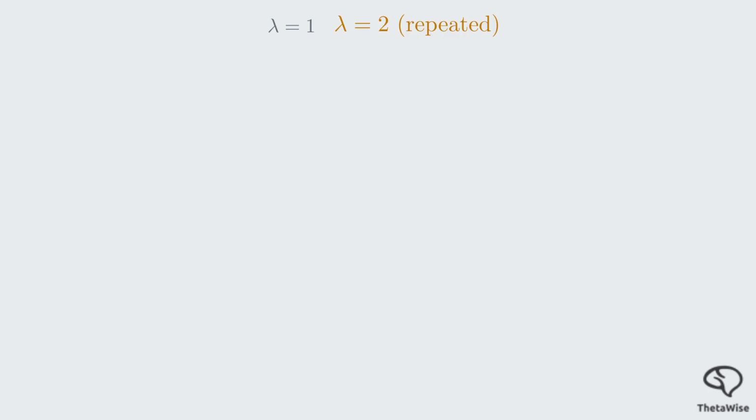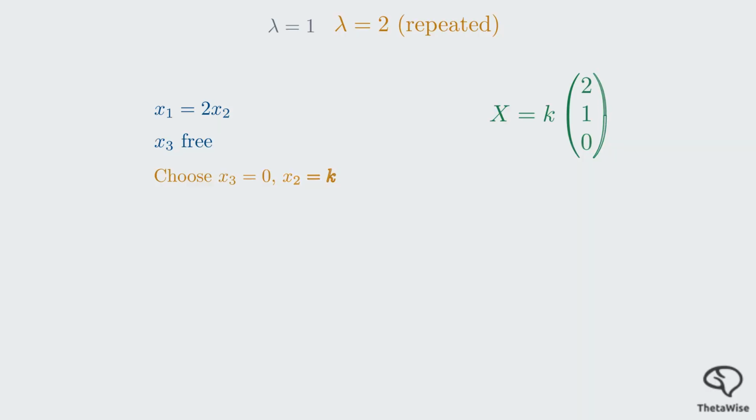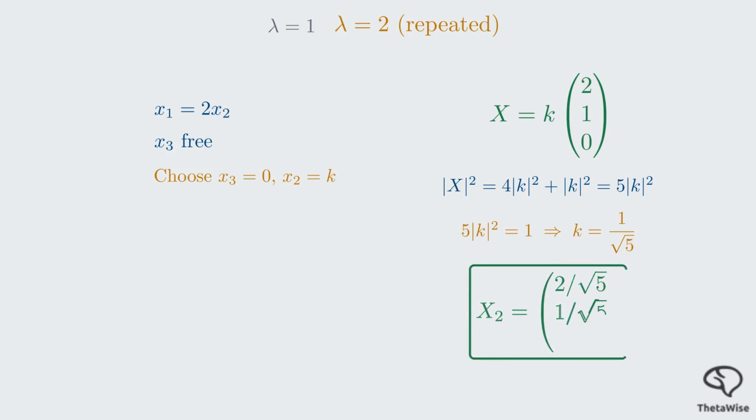For lambda equal to 2, the equations reduce to x1 equals 2x2, while x3 is free. To match the notes, choose x3 equal to 0 and let x equal k times the column vector (2, 1, 0). Its squared length is 4 absolute k squared plus absolute k squared, or 5 absolute k squared. Setting this equal to 1 gives k equal to 1 over square root of 5, hence x2 is (2 over square root of 5, 1 over square root of 5, 0). Direct multiplication confirms Ax2 equals 2x2.